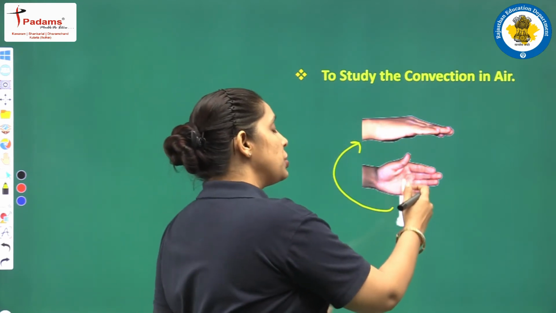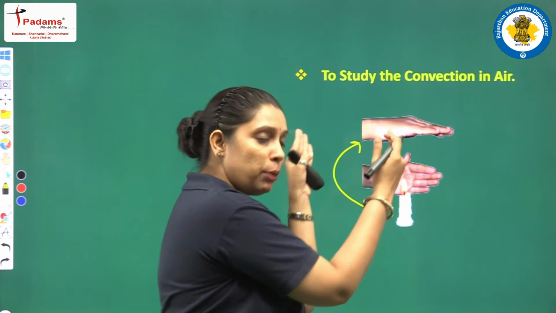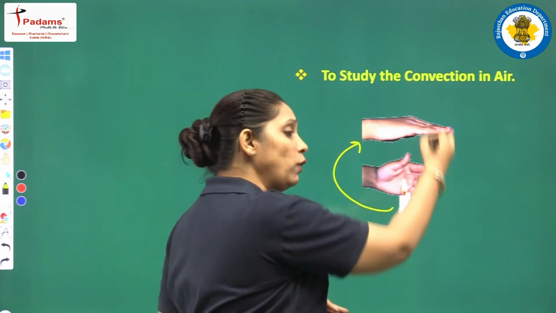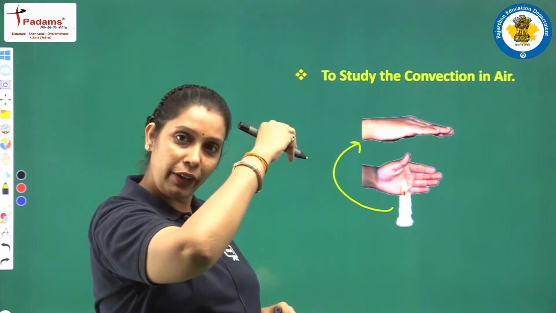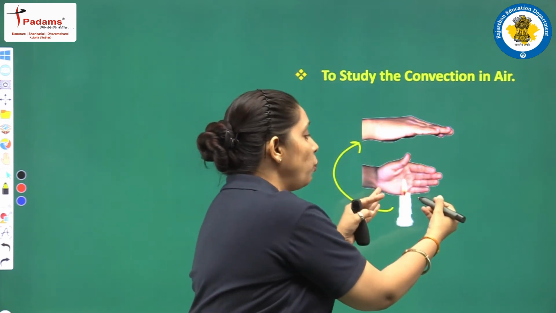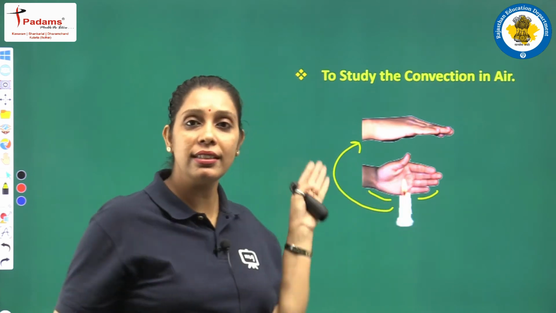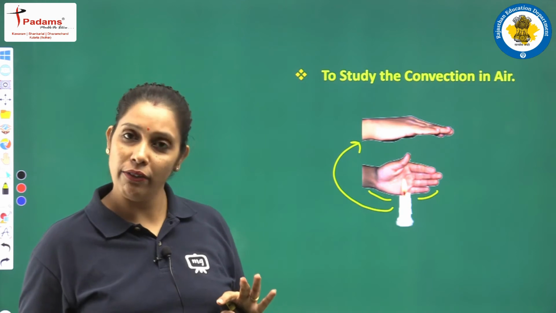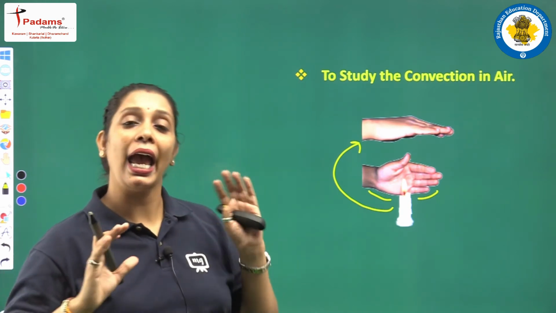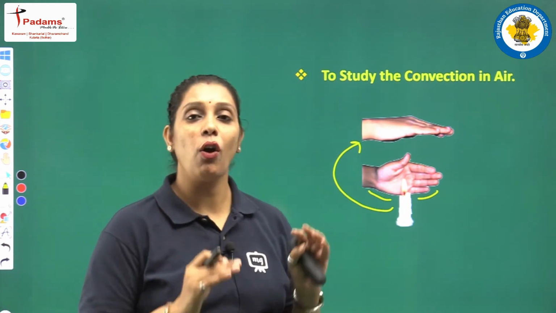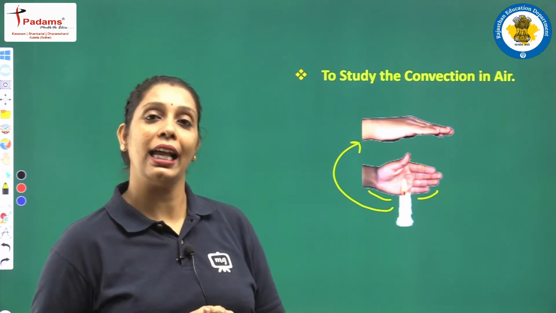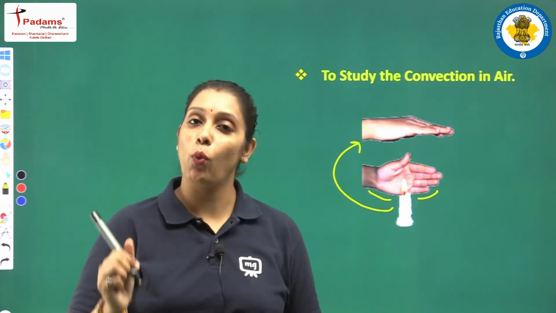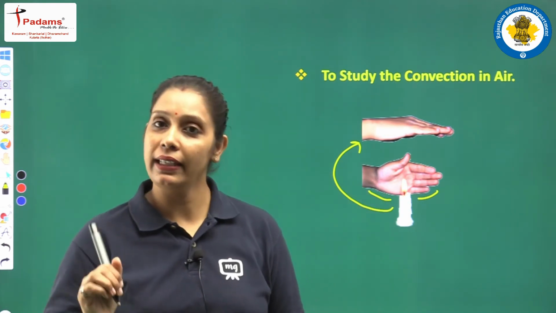Because the air which is present here, because of the flame, becomes hot and moves upwards. Fine, and the air which is present near the side hand doesn't get so much heat. It still remains here, and we can say the convection of heat is not so much on that side. Fine students, in this way the convection in water and convection in air takes place.